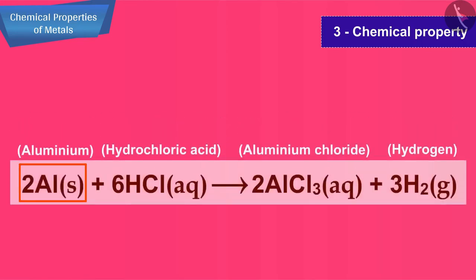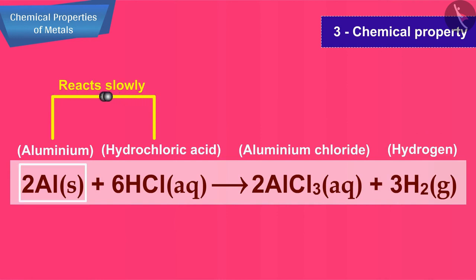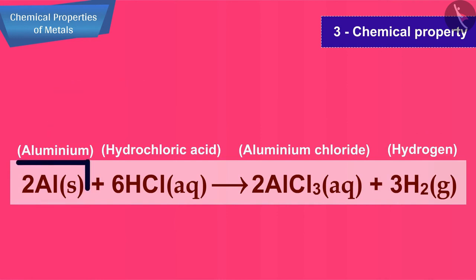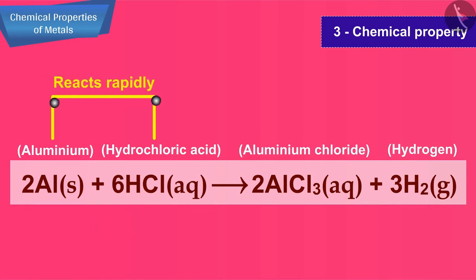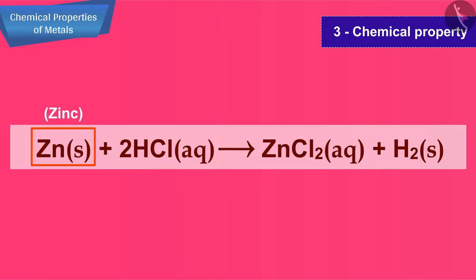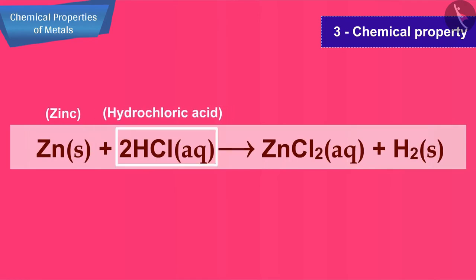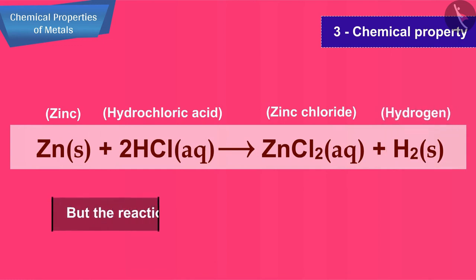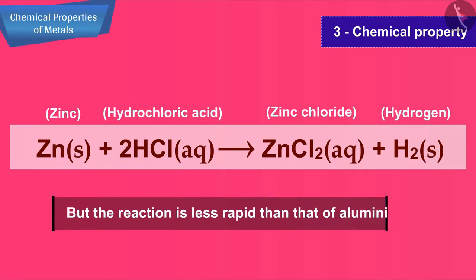Aluminium metal at first reacts slowly with dilute hydrochloric acid due to presence of a tough protective layer of aluminium oxide on its surface. But when the thin outer oxide layer gets dissolved in acid, then fresh metal is exposed and reacts rapidly with dilute hydrochloric acid. Zinc also reacts with dilute acid to give zinc chloride and hydrogen gas, but the reaction is less rapid than that of aluminium.